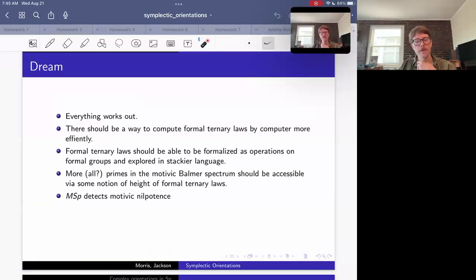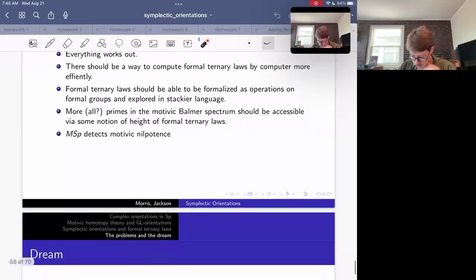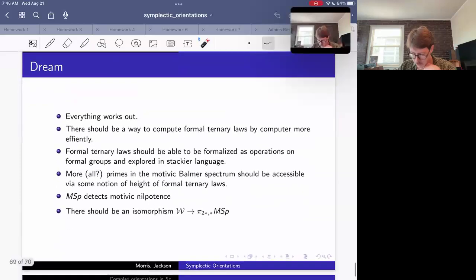And MSp should be able to detect motivic nilpotence. Pretty confident that it detects eta. So if it detects this algebraic Hopf map, I think it will detect everything else. I think I have one more thing to say.